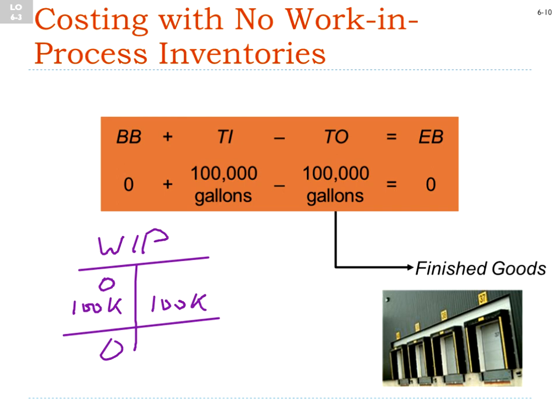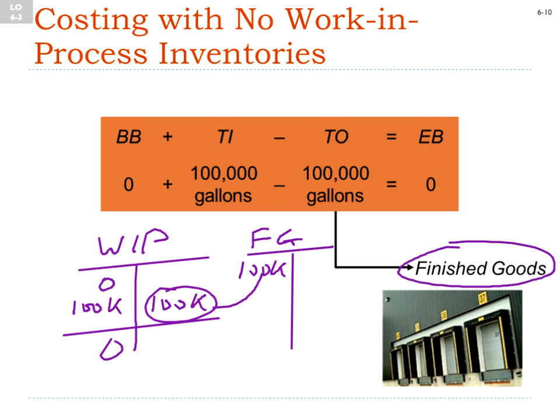Now, what happens to these work in process? They get transferred over to an account called finished goods. So finished goods will have the 100,000 in their account at the end of the month, and it's written out here that the transfers out go to finished goods.